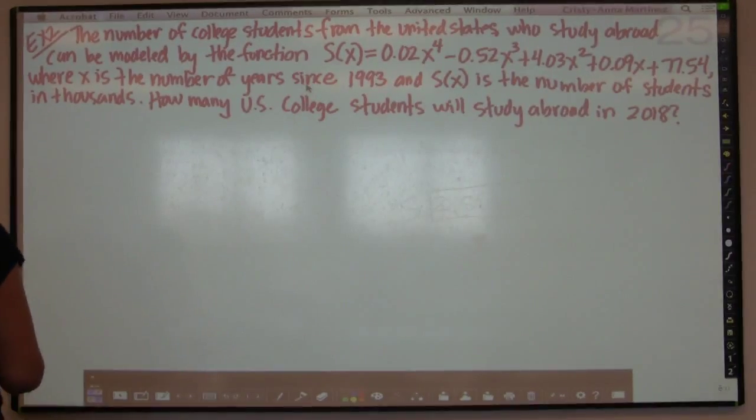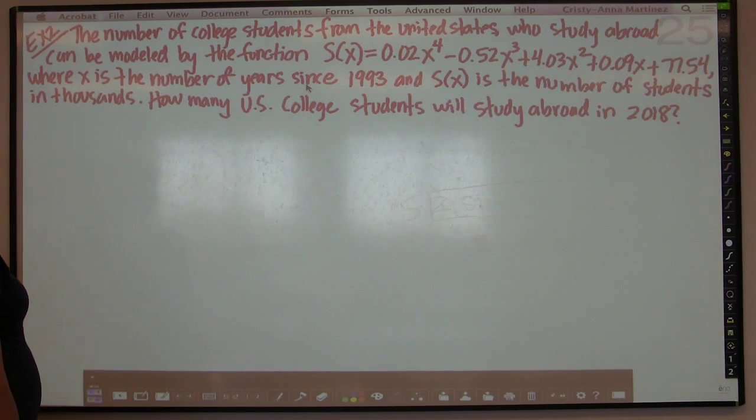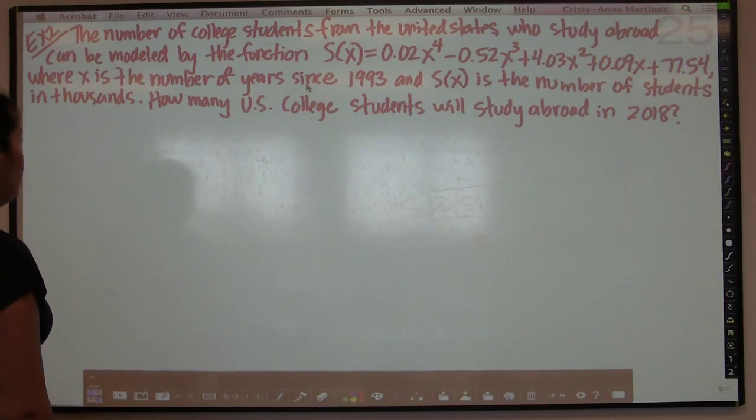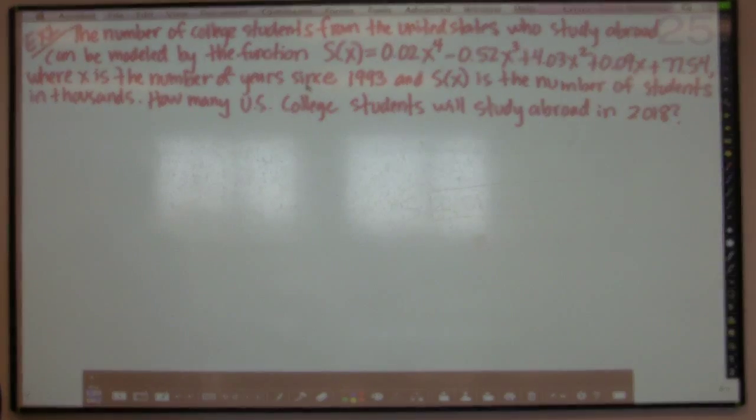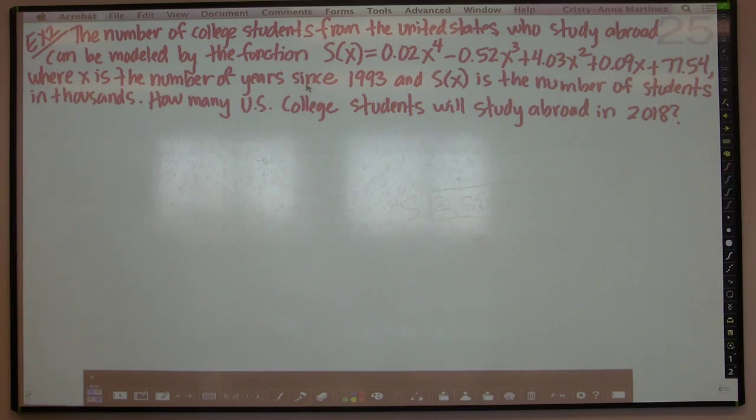And in example 2, we're going to be applying this whole idea with a word problem. It says the number of college students from the United States who study abroad can be modeled by the function s of x equals 0.02x to the fourth minus 0.52x cubed plus 4.03x squared plus 0.09x plus 77.54. Where they got that formula, I have no idea, but there it is. Where x is the number of years since 1993, and s of x is the number of students in thousands. And it's asking how many U.S. college students will study abroad in 2018.